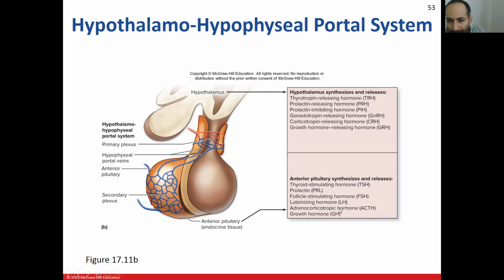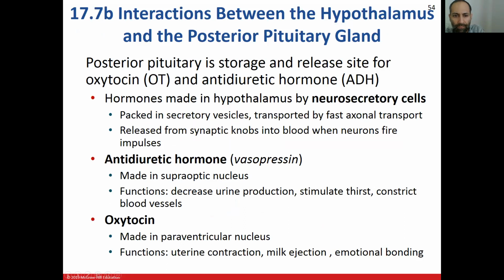Where will this hormone act? On the adrenal cortex, the adrenal glands on top of the kidneys. That's where this hormone will go and cause your adrenal cortex to release more hormones. And then growth hormone is also secreted from the anterior pituitary in response to the growth hormone releasing hormone from the hypothalamus. So you can see that the hypothalamus and the pituitary are intricately linked together, okay?